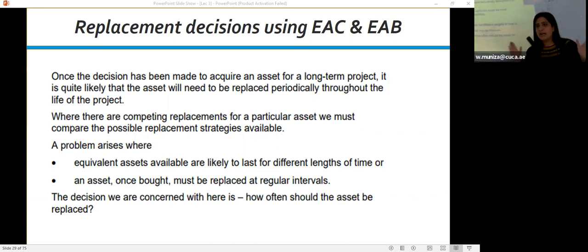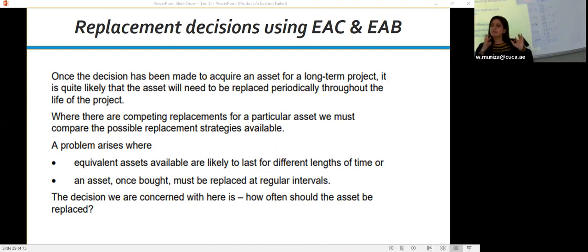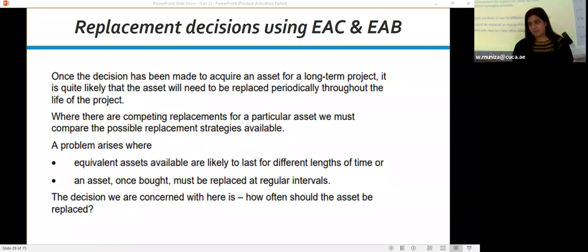We need to consider the average annuity of the NPV which they are bringing into the company. So once the decision has been made to acquire an asset for a long-term project, it is quite likely that the asset will need to be replaced periodically throughout the life of the project. Where there are competing replacements for a particular asset, we must compare the possible replacement strategies available. Some assets may be replaced after 1 year, after 2 years, or after 3 years. We have to compare all those replacement strategies.